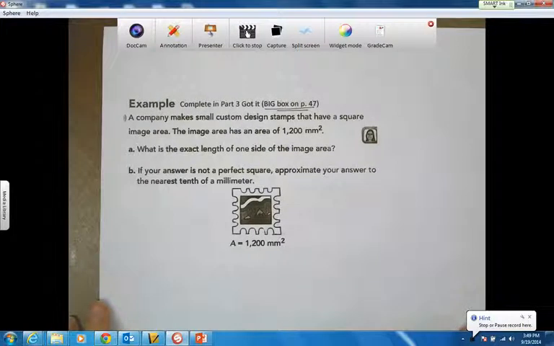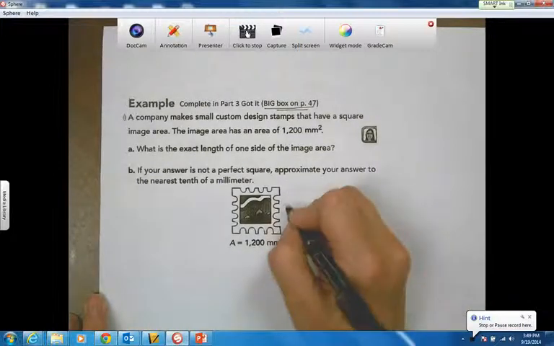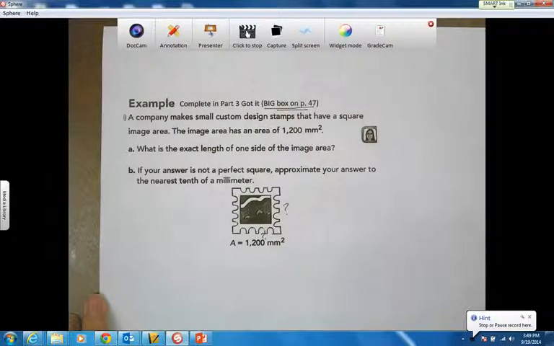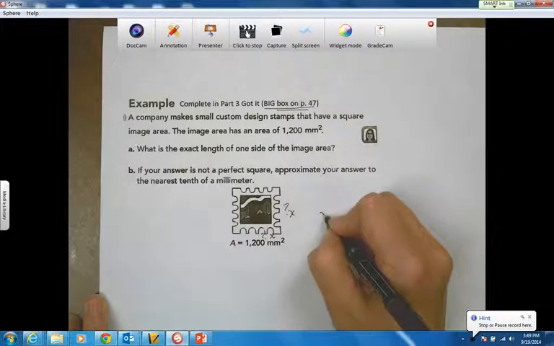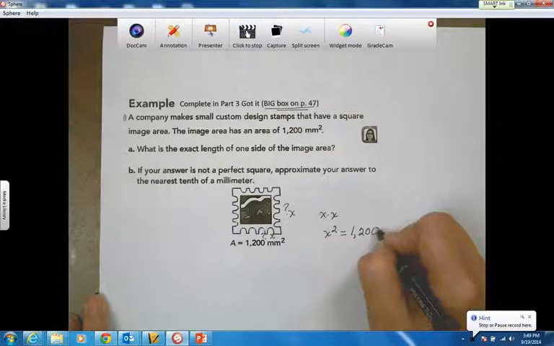It says the exact length of one side. So it means we don't know this side and we don't know this side, but we know they're exactly the same because it's a square. So I have an x and an x. So x times x I would write as x squared equals, we know it's 1,200. Okay, so to undo that equation, we're going to go ahead and take the square root and the square root.